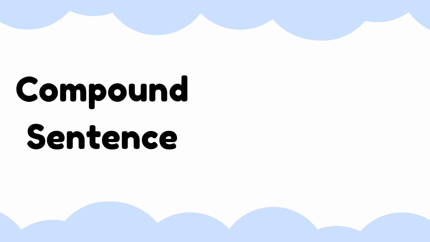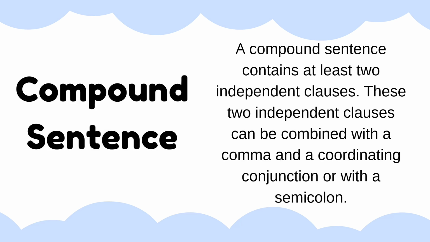The next one is compound sentence. It contains at least two independent clauses. These two independent clauses can be combined with a comma and a coordinating conjunction or with a semicolon.